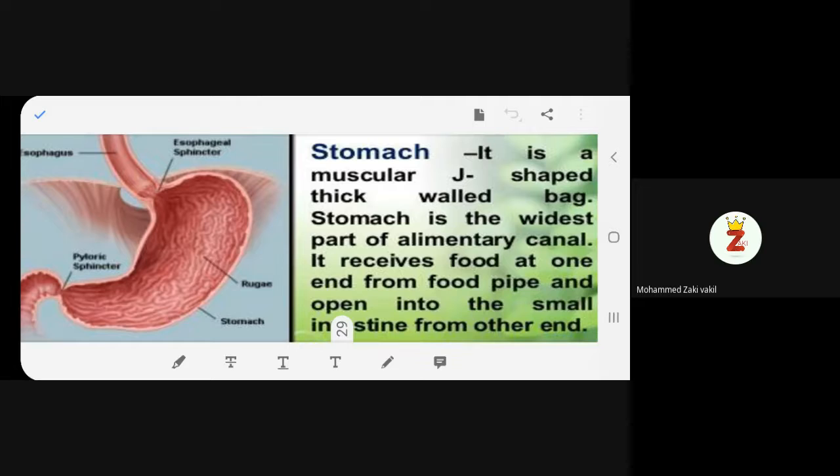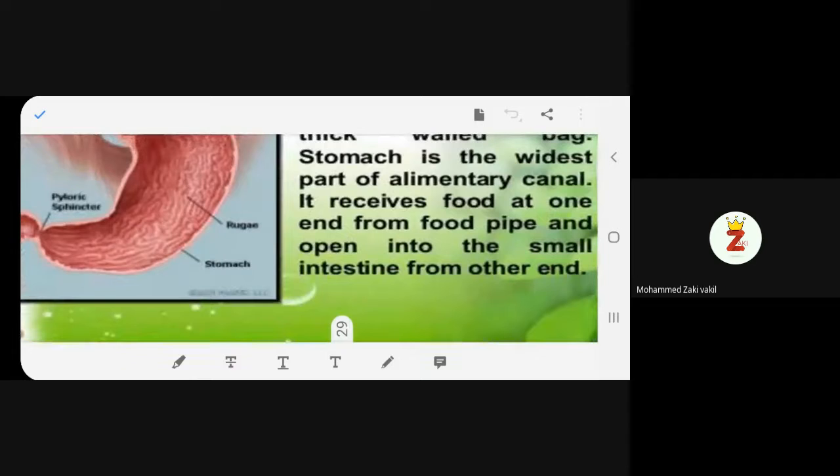Stomach. It is a muscular J-shaped, thick walled bag. The stomach is the widest part of the alimentary canal. It receives food at one end from the food pipe and opens into the small intestine from the other end.